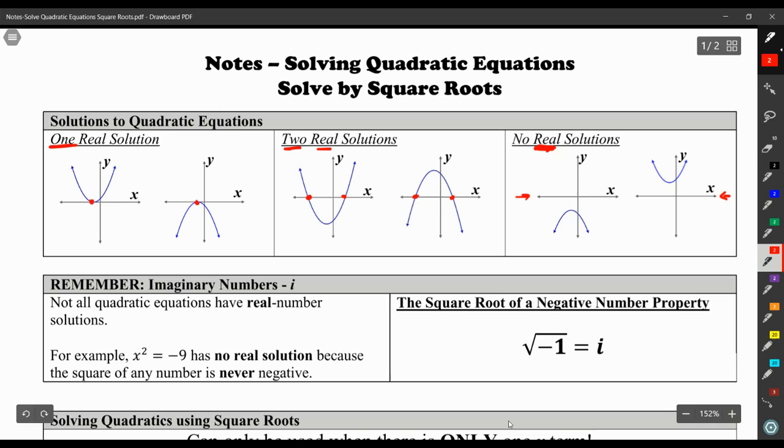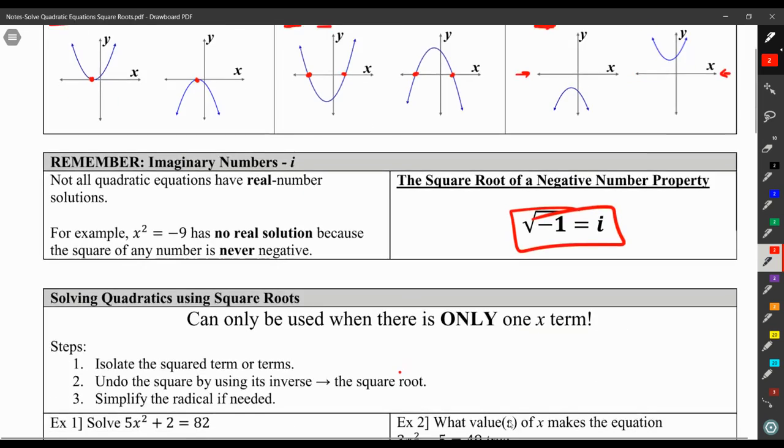But just because you have no real solutions doesn't mean you have no solutions at all. This means you have imaginary solutions, which means your solution will involve the square root of a negative number, or in what we change into i. So let's do some examples.